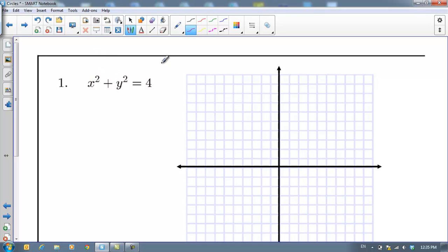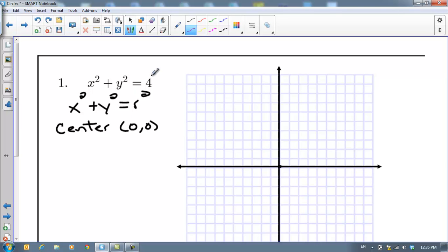First of all, all circles have the equation x squared plus y squared is equal to r squared. Now, if there are coefficients, you're going to have to make it so that those coefficients are 1. And if there's no plus or minus in parentheses, then you know that your center is going to be the origin. The center is at 0, 0. So I'm going to put a little dot right here at 0, 0.